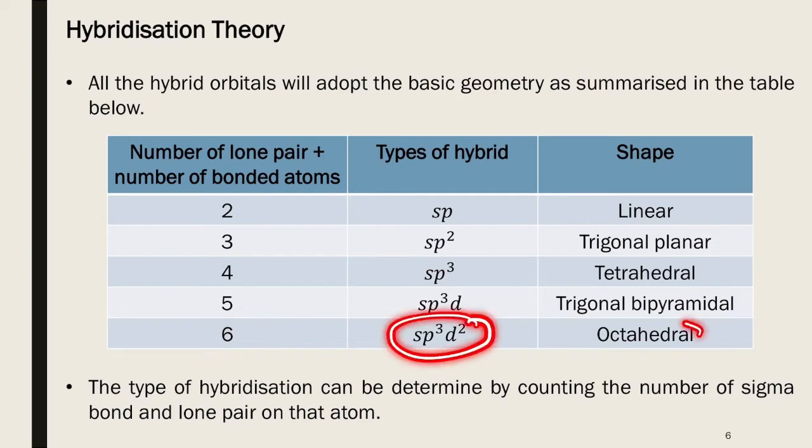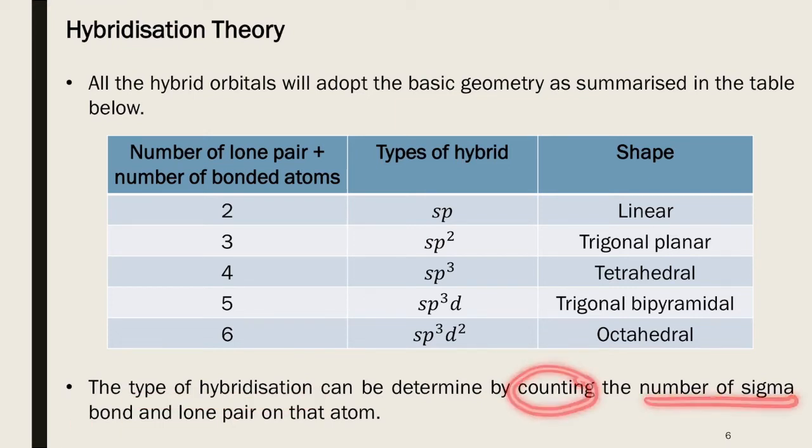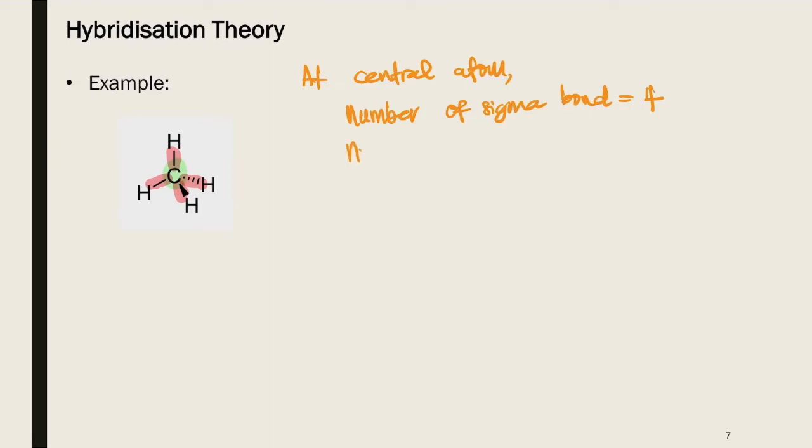So actually, the type of hybridization can be determined by counting the number of sigma bonds and the number of lone pairs in the atom. So sebagai contohnya kita ada CH4. So C will be the central atom. So at the central atom, the number of sigma bonds is equal to 4, and the number of lone pairs is equal to 0. Therefore, the total number of sigma bonds and lone pairs is equal to 4.